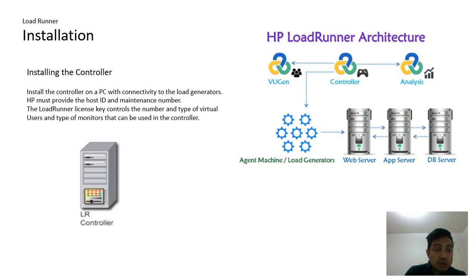So what does it mean to install the controller on a PC with connectivity? It means that the controller should be able to communicate with the load generators. If it is a separate machine or separate server, it should have a connection, or we can say it can reach both ends and communicate using the network.